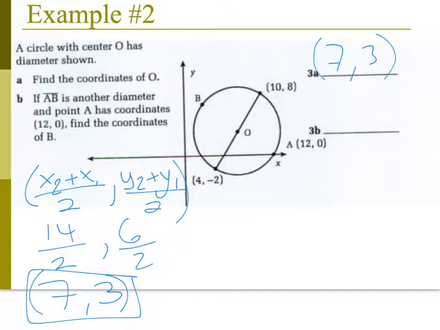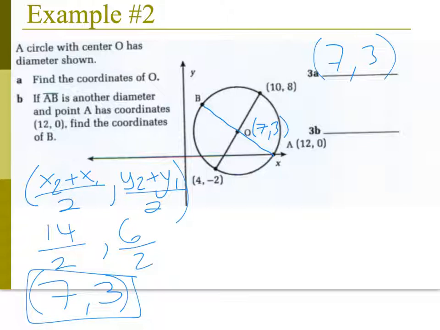Okay, so this guy's 7, 3, and I know that A is 12, 0, right? And we're saying that AB is a diameter as well. What are the coordinates of B? Well, there's a couple ways of thinking about this, but I'm going to show you one of my favorite ways to do it. We're going to deal with each piece on its own: the x coordinates, and then we'll deal with the y coordinates.